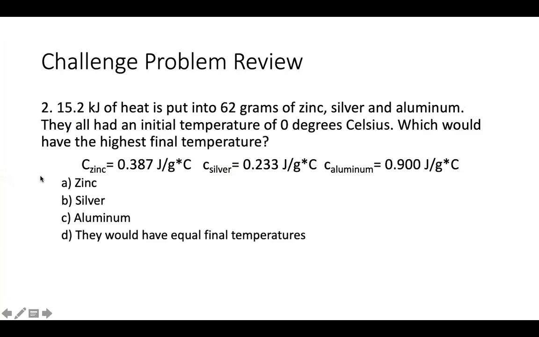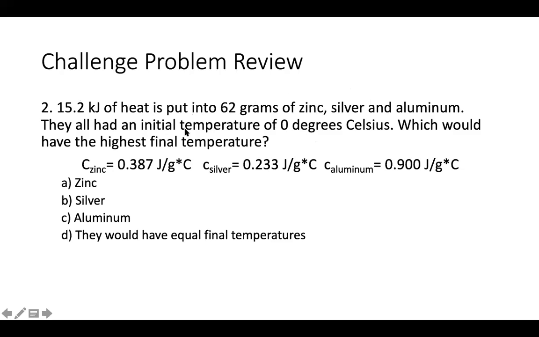Okay, number 2. This is actually a question that they've asked over and over, and so you're told that 15.2 kilojoules of heat is put into 62 grams of zinc, silver, and aluminum. Okay, and what that means is that these are endothermic reactions, right? Maybe an oven, some outside heat source is putting thermal energy into 62 grams of 3 different metals to heat them up. Okay, so all of them are in an endothermic process, and you're told that they all had an initial temperature of 0 degrees Celsius, right? So we had cold metals and we're heating them up with 15.2 kilojoules of heat each.